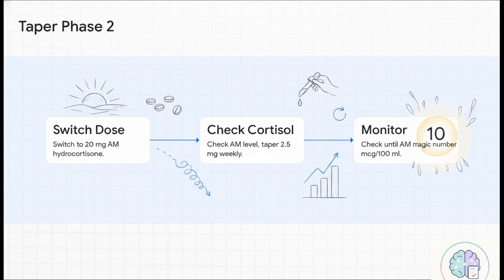Step 4. After 2 to 4 weeks on this morning dose, you check their AM cortisol level right before they take their pill. From there, you taper down by 2.5 milligrams weekly until you hit 10 milligrams a day. Finally, step 5. You just keep checking that morning cortisol every 2 to 4 weeks until the blood level hits greater than 10 micrograms per 100 milliliters. That's the magic number. It proves their baseline adrenal function is finally back online.